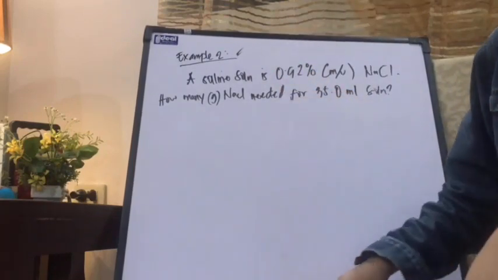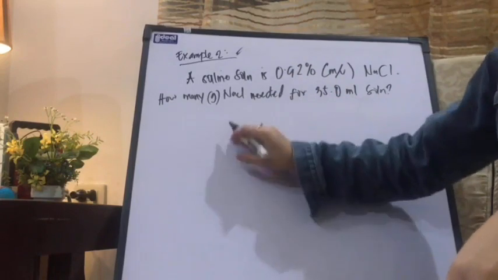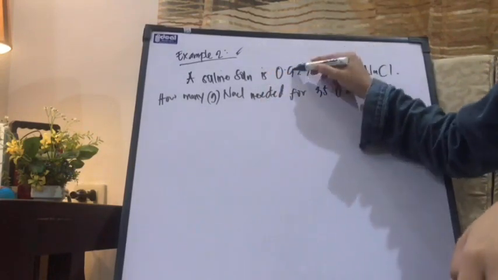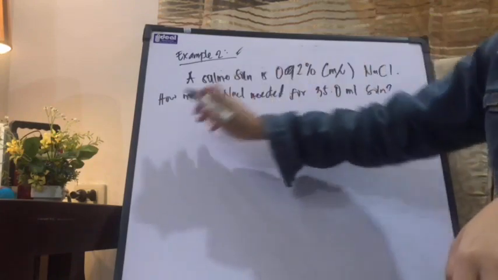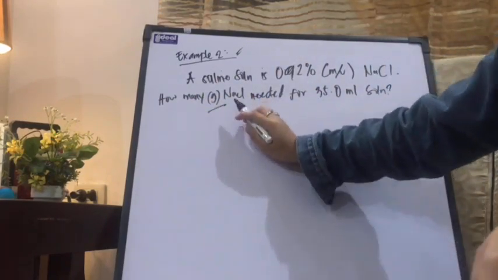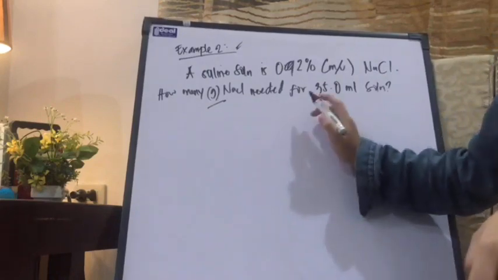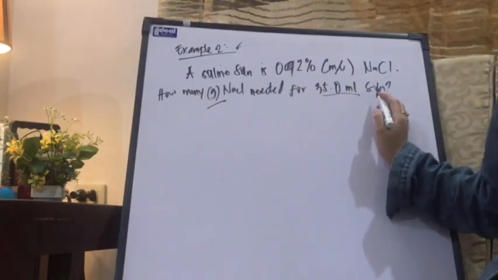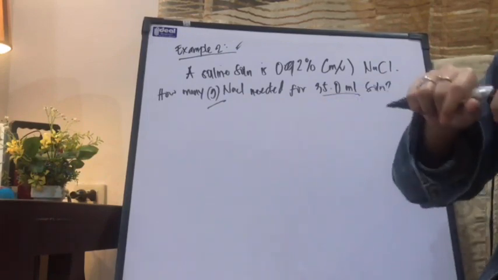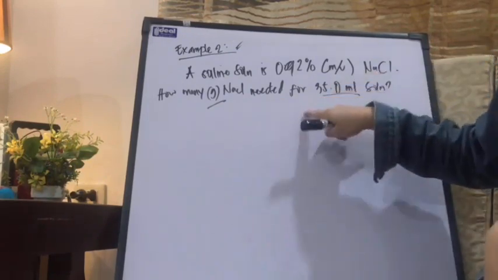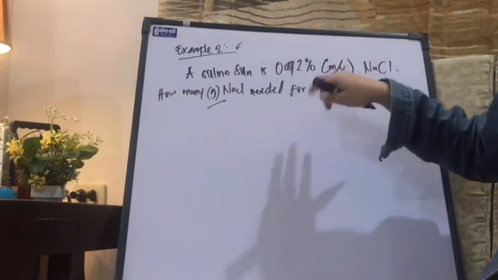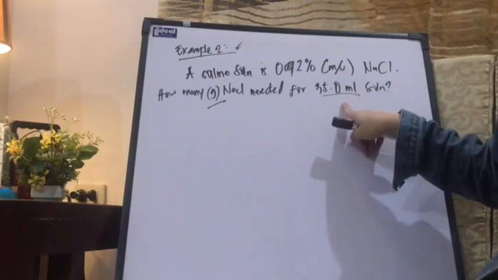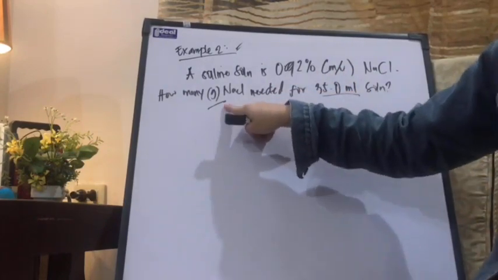Next example, and this is a much harder one. A saline solution is 0.92% mass per volume of sodium chloride. How many grams of sodium chloride are needed for a 350 milliliter solution? This time, we are already given the mass volume percent and the volume. So we're going to find the grams.